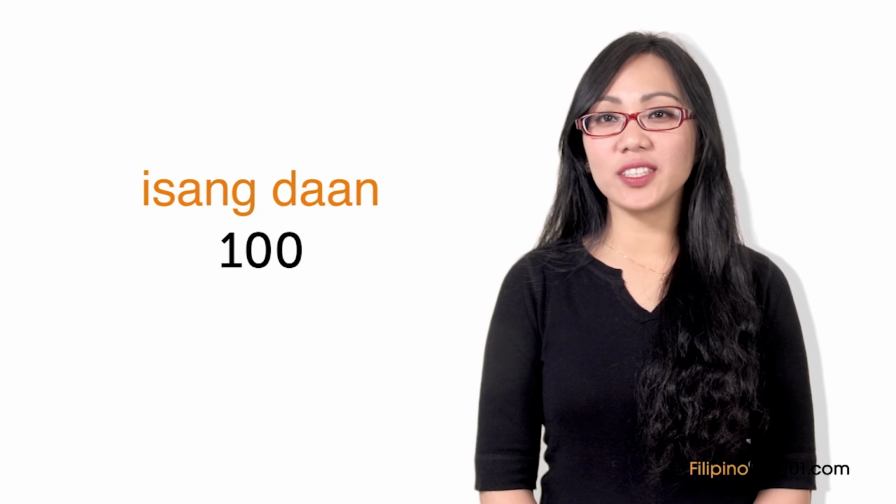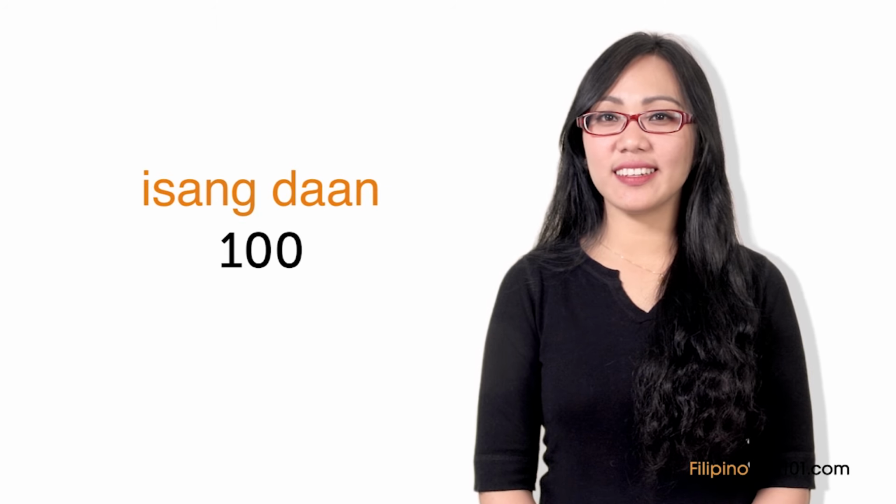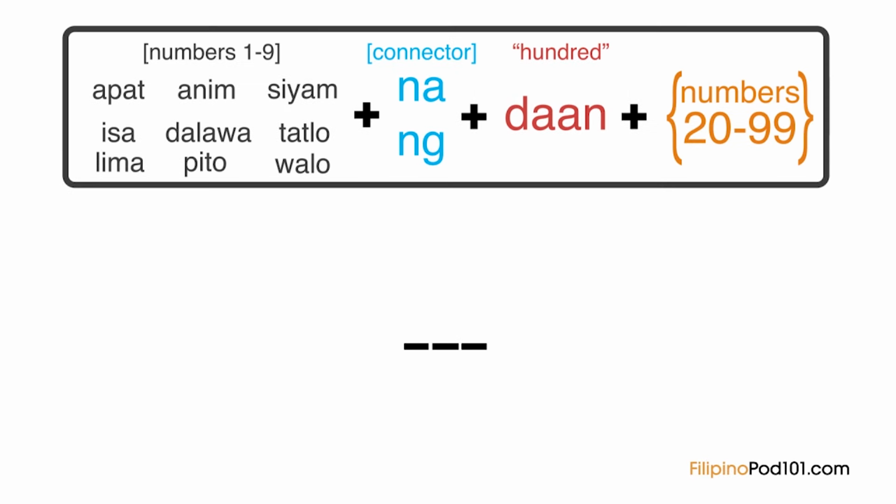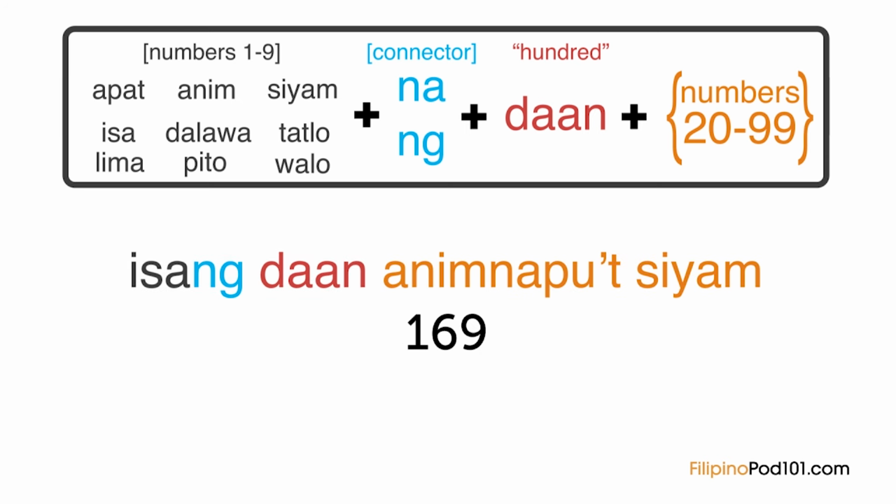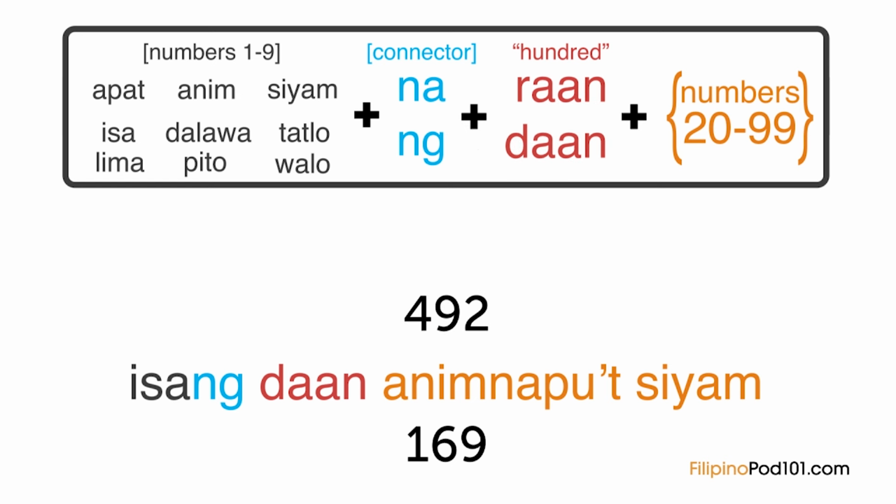Now let's try counting up to 999. For compound numbers in the hundreds, the formula is numbers 1 to 9 plus connector plus daan plus numbers 20 to 99. For example, 169 is isang daan at animnapu't siyam. One thing to note is that daan becomes raan when the NA connector is used. For example, 492.